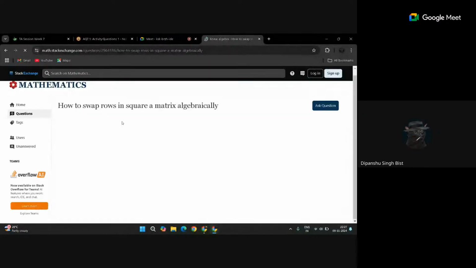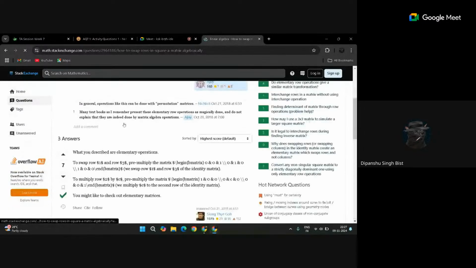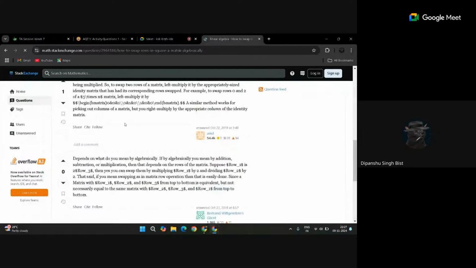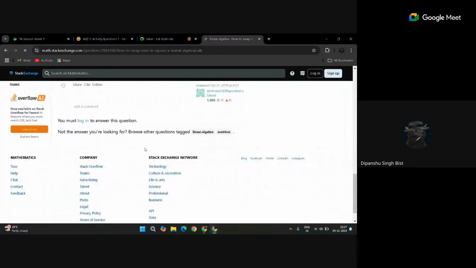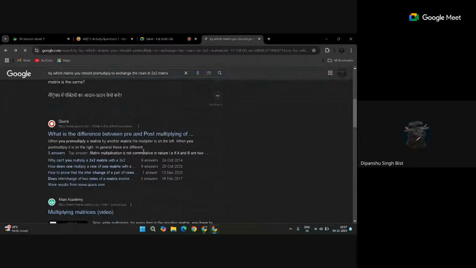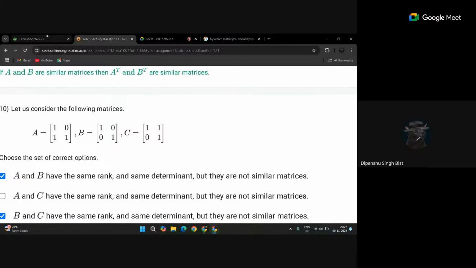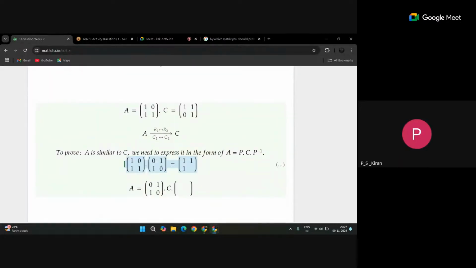You want to swap the rows, whichever row operation you do. For every row operation, the thing is you pre-multiply with a matrix. What is that pre-multiplication matrix? It is [0 1; 1 0]. The matrix you have, A, is equal to [0 1; 1 0] times.